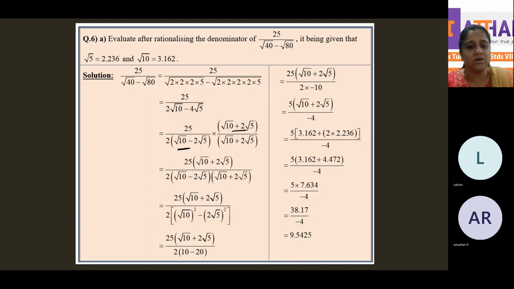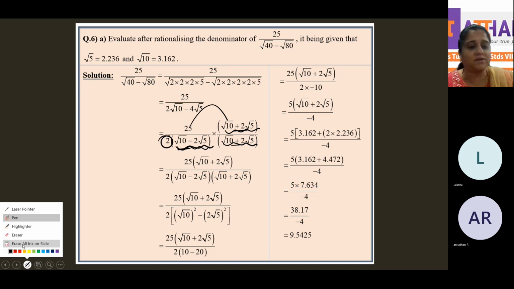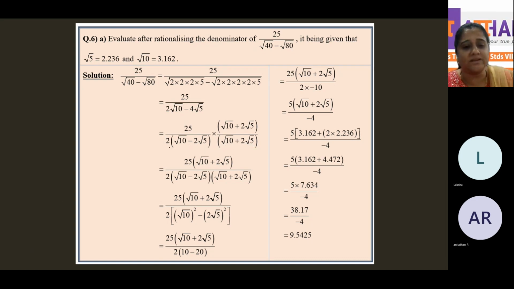Then the usual procedure. See, don't take the 2 for rationalizing. 2 is already rational. You should just take this one. Root 10 minus 2 root 5 will be root 10 plus 2 root 5, correct? Then multiply the numerators. Multiply the denominators. When you multiply the denominators, write this 2 as it is.